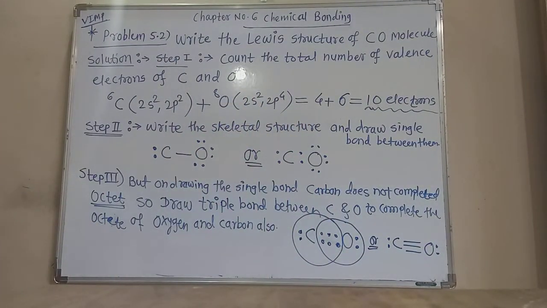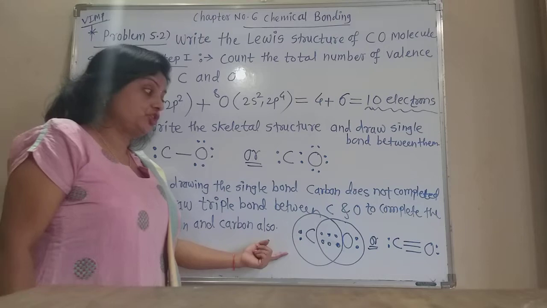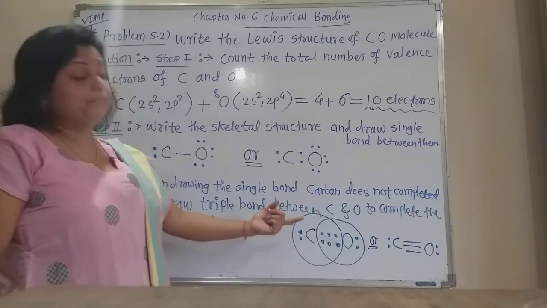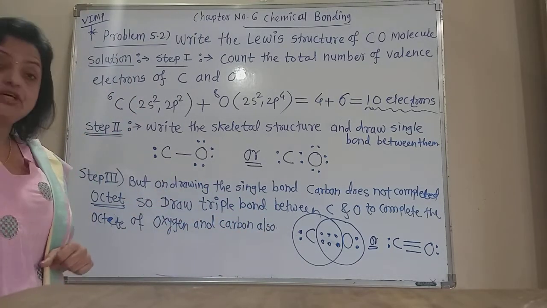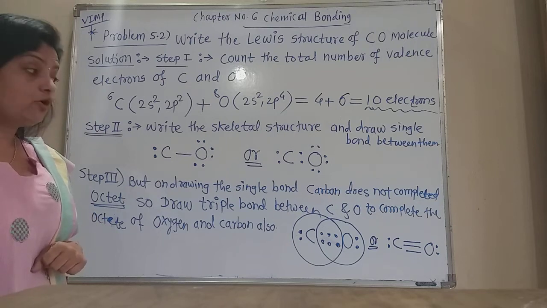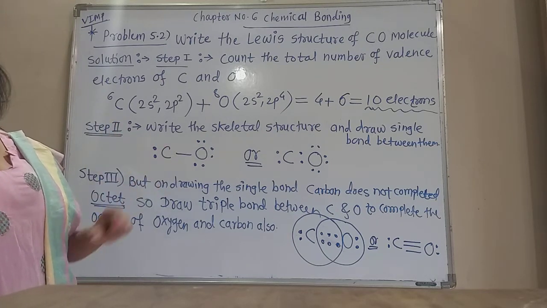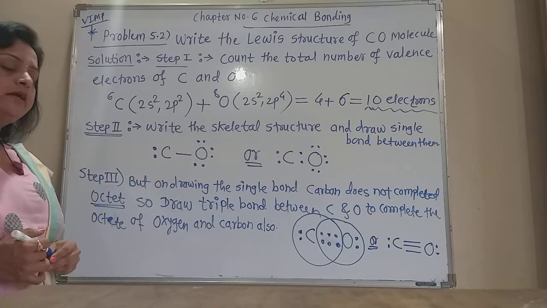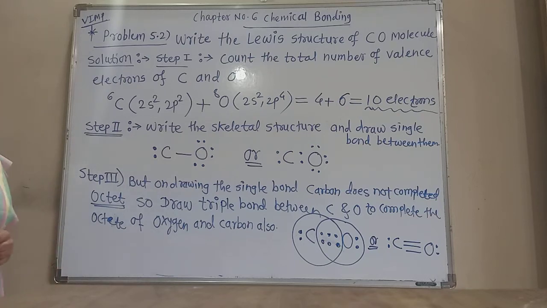In this way, this is the Lewis structure which satisfies the octet rule and Lewis theory also. Both of the atoms complete their octet by drawing such a structure, by putting the triple bond between carbon and oxygen. Both have completed their octet. So this is the final structure of the carbon monoxide molecule.